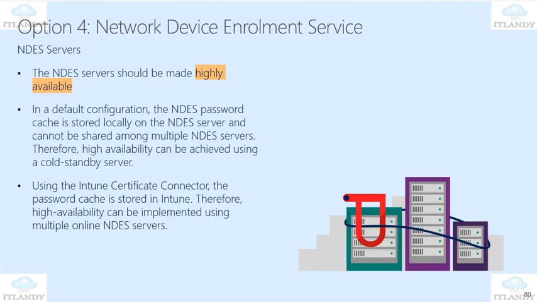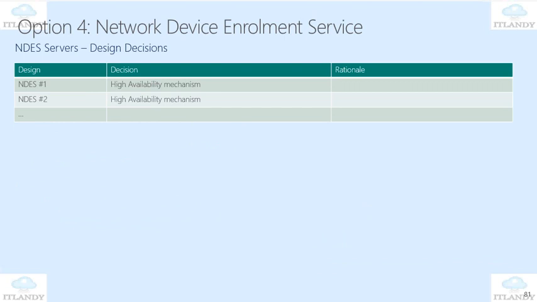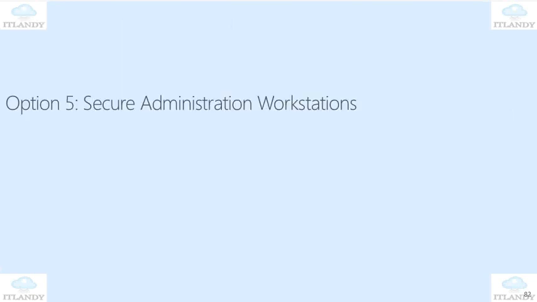NDES servers should be made highly available. In the default configuration, the NDES password cache is stored locally on the server, and it cannot be shared among other servers. Therefore, high availability can be achieved using a cold standby. What does that mean? Like active passive. Using the Intune certificate connector, the password cache is stored in Intune. Therefore, high availability can be implemented using multiple online NDES servers. So again, there is a cost associated with Intune. You need to check the table, where your NDES, network device enrollment service, is and whether they are available or not.